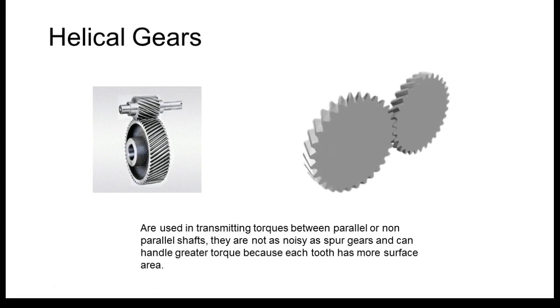They're less noisy than spur gears, and we can get more torque because as soon as they put that thing at a slant, the face or surface area gets bigger. But this is harder to machine because it's no longer a straight line, it's a curved line, right? That makes sense? We okay?